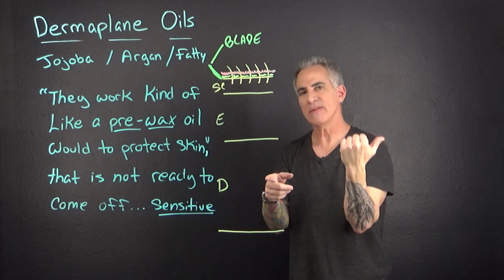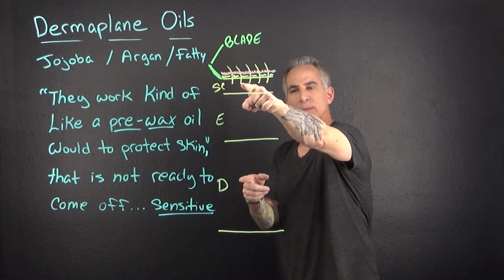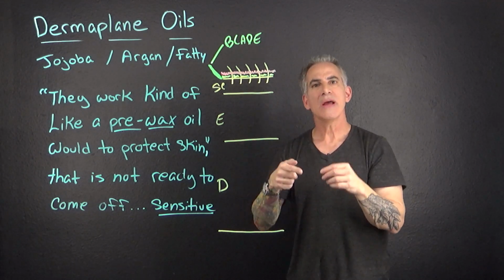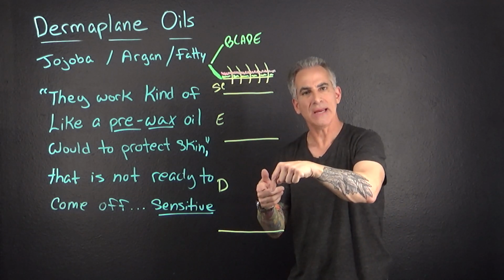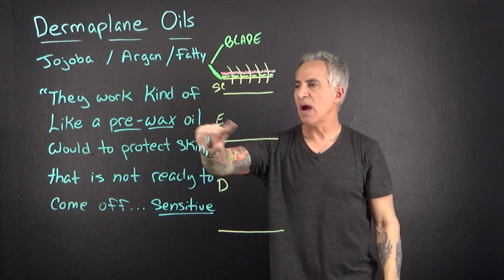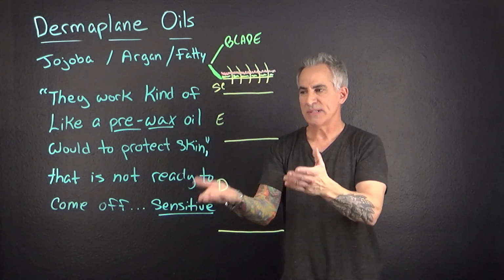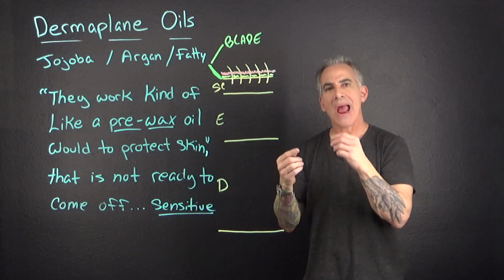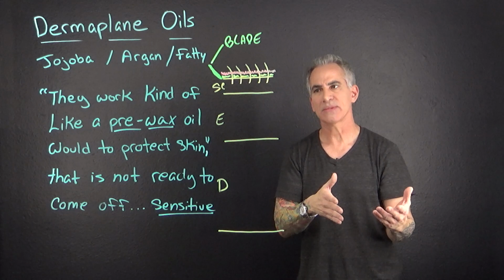If the slip is greater than the adhesion of the wax or the bulb of the hair follicle, the hair will win and it will stay in. Physics, it's that simple. So they work kind of like a pre-wax oil that would protect the skin that is not ready to come off as it relates to sensitive skin types.